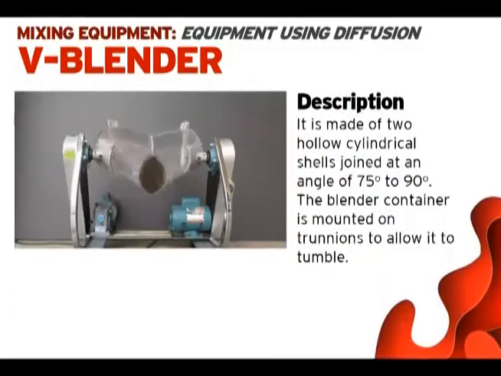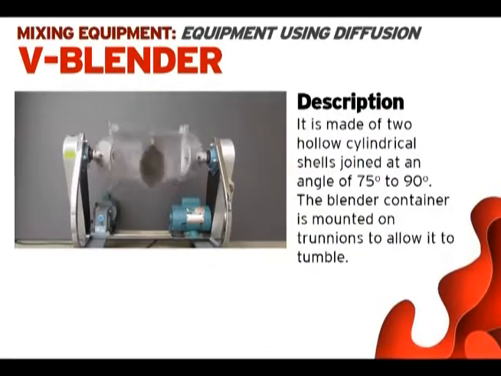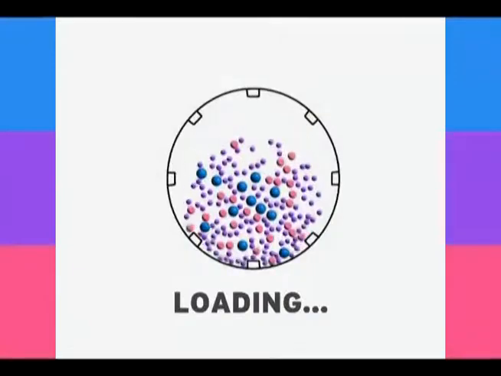The V-blender. The V-blender is made of 2 hollow cylindrical shells joined at an angle of 75 to 90 degrees. The blender container is mounted on trunnions to allow it to tumble to allow mixing. That ends part 1.